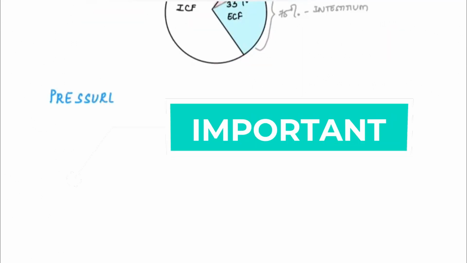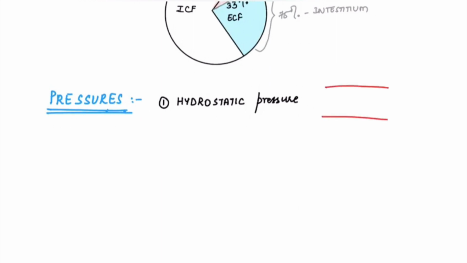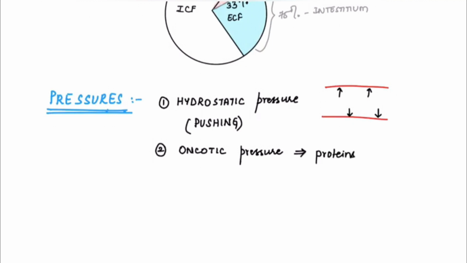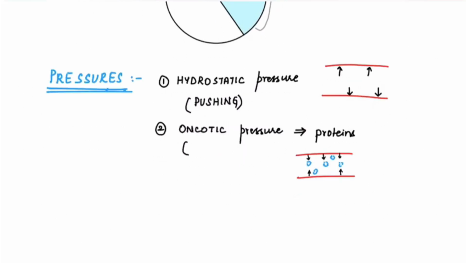Now we'll understand some pressures before looking at edema. So first is the hydrostatic pressure. This is the pressure which is exerted by the fluid over the wall of the vessel, and it tends to push the fluid out. So remember, hydrostatic pressure is a pushing force. The second is the oncotic pressure. This is because of proteins. Now suppose we take plasma, it is because of plasma proteins, especially albumin. And this pressure will try to retain the fluid inside. So remember that oncotic pressure is a pulling force.